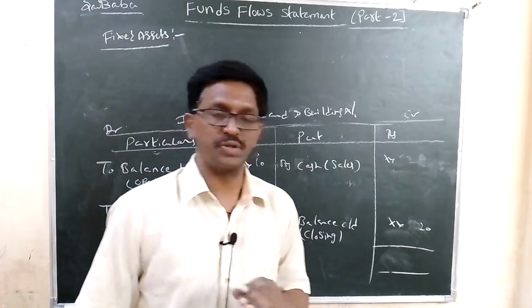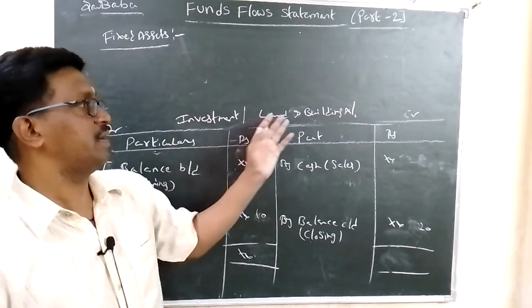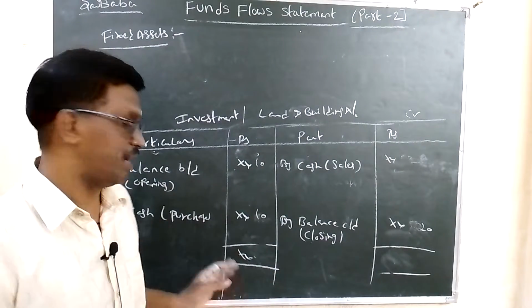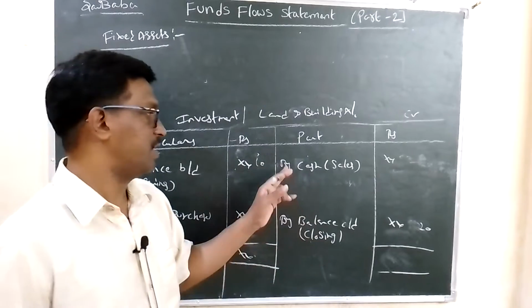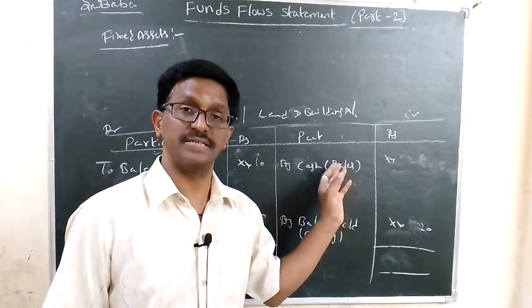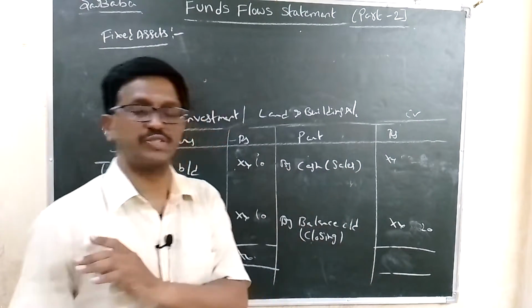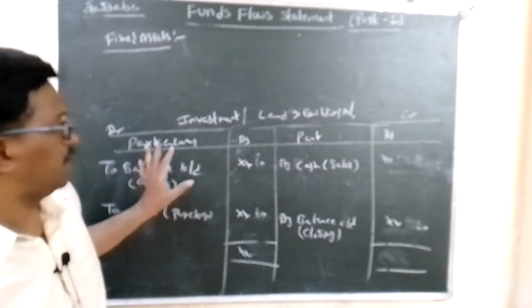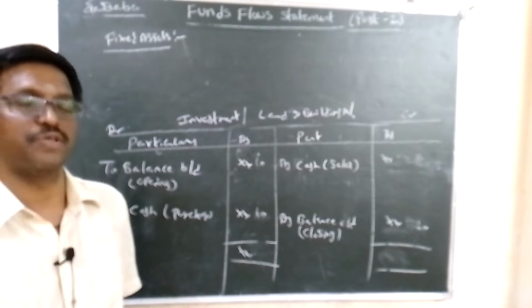So without any adjustments, for investment and land and building, if there is an increased amount, it is a purchase. It is shown on the application side. If it decreases, it is treated as a sale amount and will be shown in the funds flow statement on the sources side. Okay, this is investment and land and building without any adjustment.